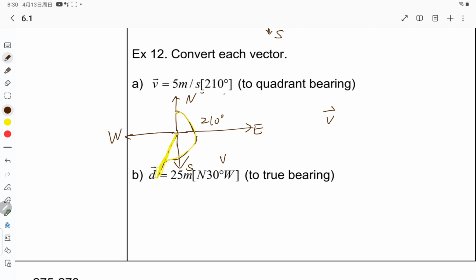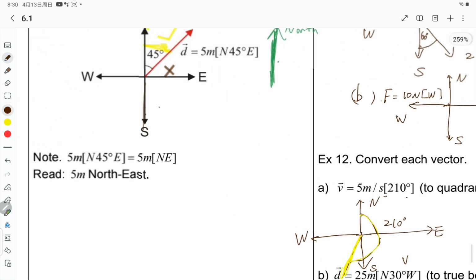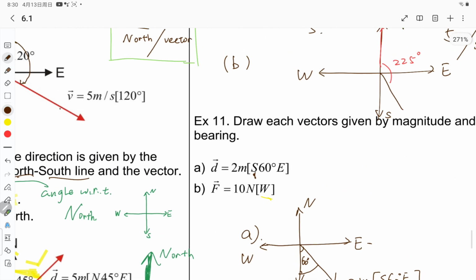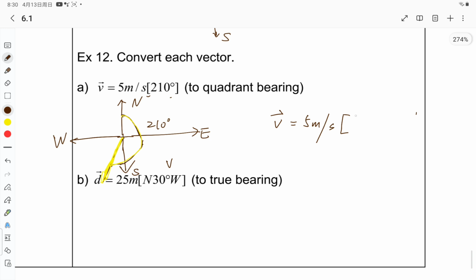So another way to draw this is, well, you can first try it yourself. I believe you have other ways. Again, we copy this magnitude, always the same. Because the quadrant bearing uses north-south as our reference, we can also go from the south and then to the west. Okay, this is one way of doing it.